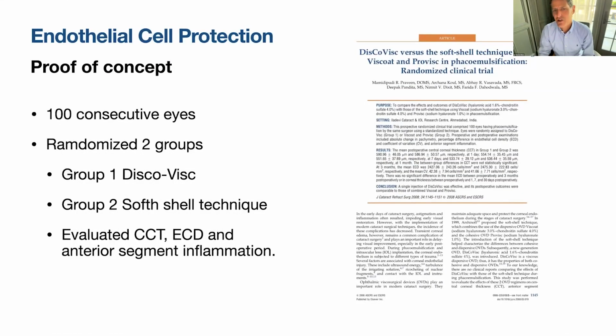And then the last study that I'm going to show you today is a study that evaluated two types of OVDs with a soft shell technique and the impact on the endothelial cells. They evaluated not only the endothelial cell count, but they also evaluated the central corneal thickness. As you know, if there is swelling, or if the cells are not working adequately, what we'll see is an increase in the central corneal thickness.